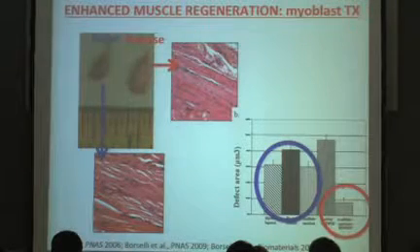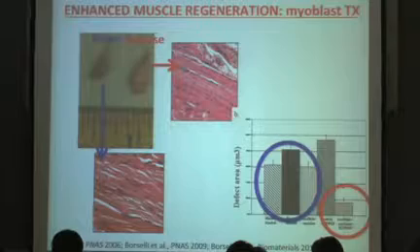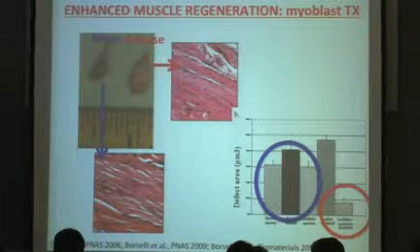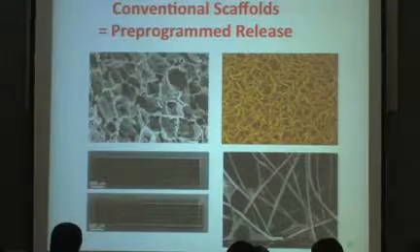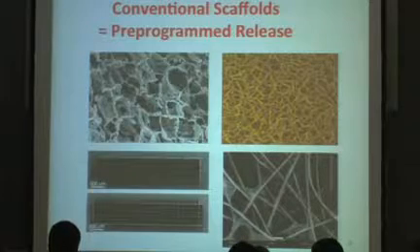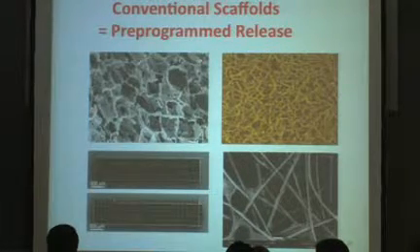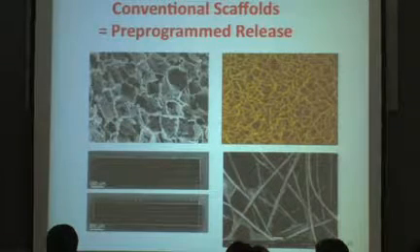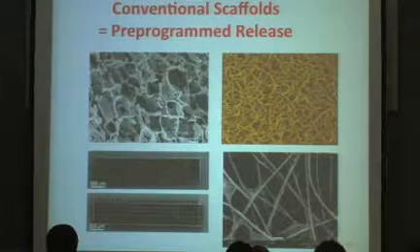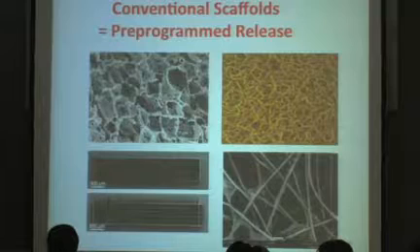So we can recruit cells, we can release cells. So now I'm going to talk about one more thing before we get into bringing it all together, and that is in both these examples that I've been talking about, we're using what I would call conventional materials that do pre-programmable release.